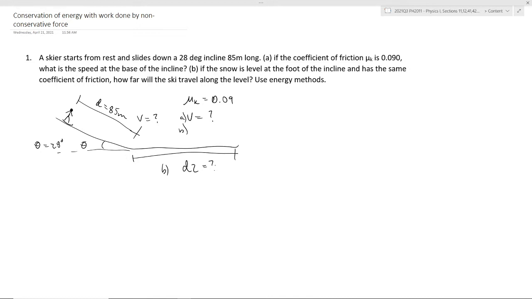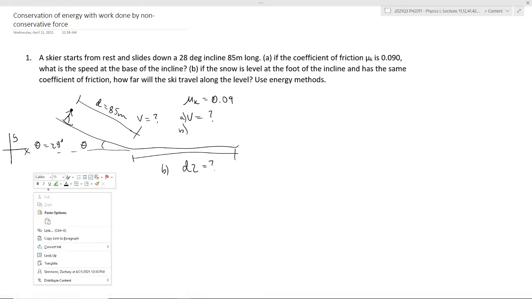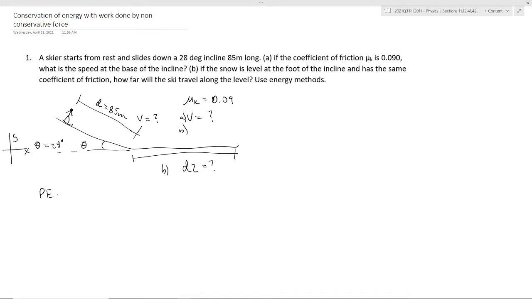Let's assume that our coordinate system y equals 0 is at the base of the incline. That's probably the most intuitive way to do this, but as you know, it doesn't have to be that way. Let's set it up that way for this. Then let's state our energy conservation expression. The initial mechanical energy, potential and kinetic, is going to equal the final mechanical energy plus any work that's been done by friction.